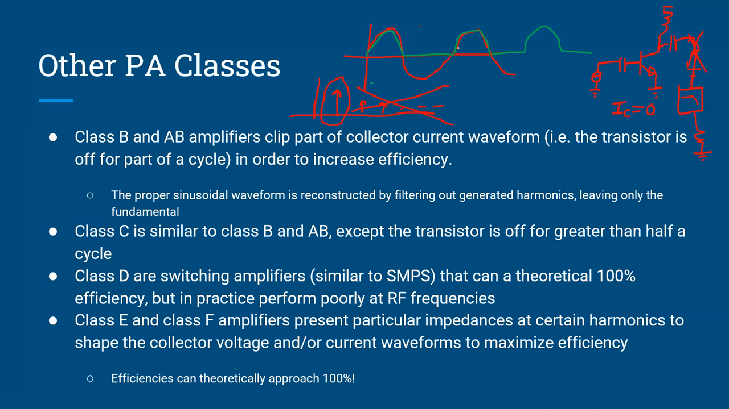At audio frequencies, you would use the other transistor to conduct for the other portion of the cycle. And if you know your audio stuff, you might have a crossover region, crossover distortion, but that's not too important here.